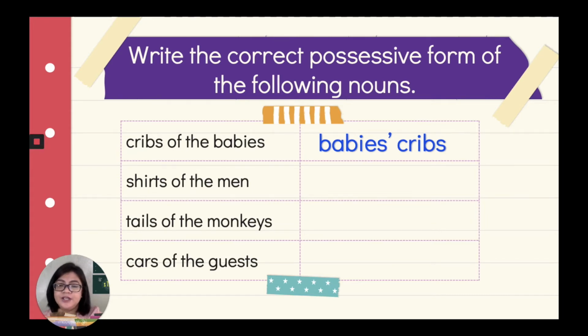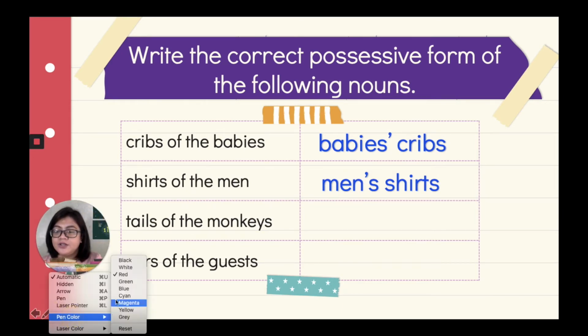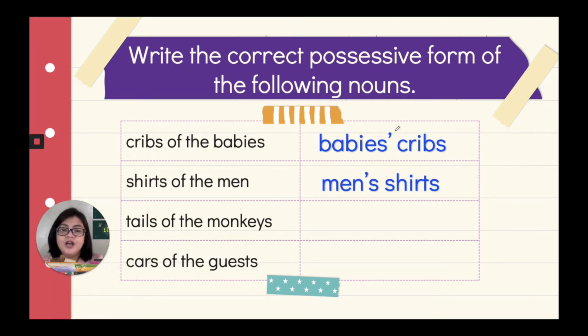Next, we have shirts of the men. Since men is plural but doesn't have S at the end, we have to add apostrophe S. Men's shirts. Let me point that out so it will be clear for you. For babies, we only added an apostrophe. For men, we added apostrophe S since it doesn't have the letter S at the end of the word.